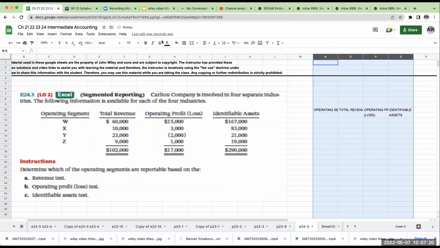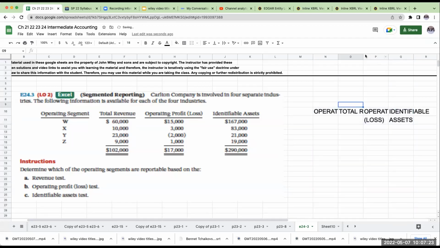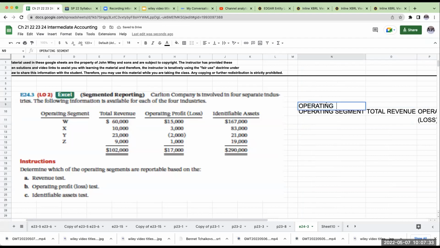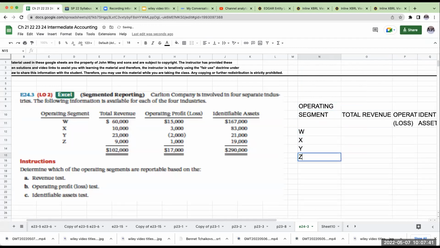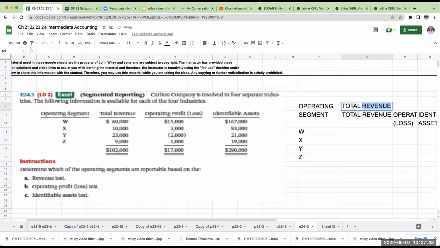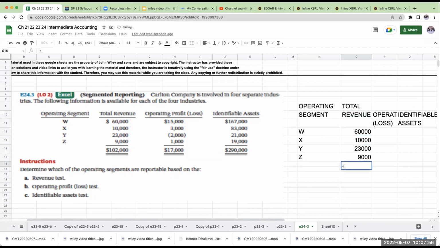Okay, let's go ahead and make this a little bit bigger. So my operating segments, I have W, X, Y, and Z. My total revenue: 60,000, 10,000, 23,000, and 9,000.